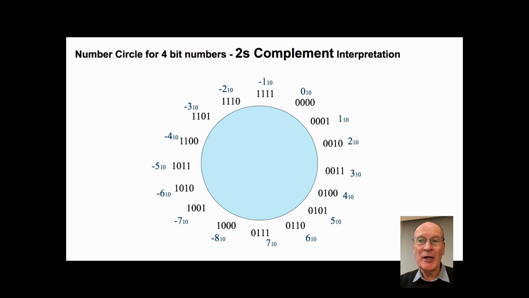So let's try it with, say, -2. We take the -2 pattern here, 1, 1, 1, 0. We negate or complement all the bits, 0, 0, 0, 1. We add 1 to it, and we get 0, 0, 1, 0, which is the value 2. And that's the way the 2's complement representation works.